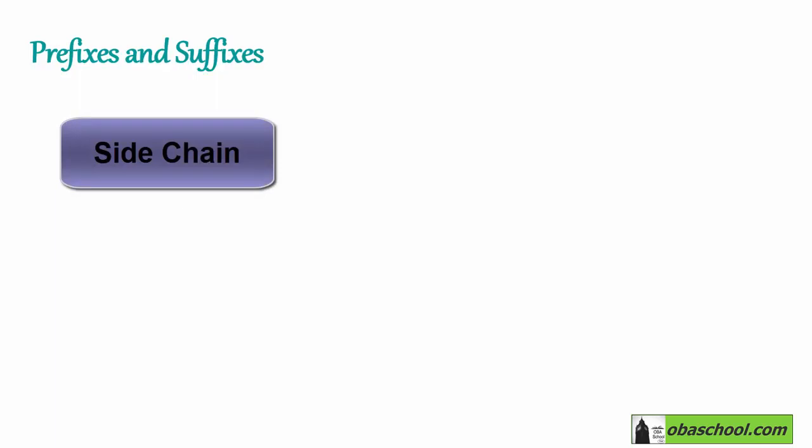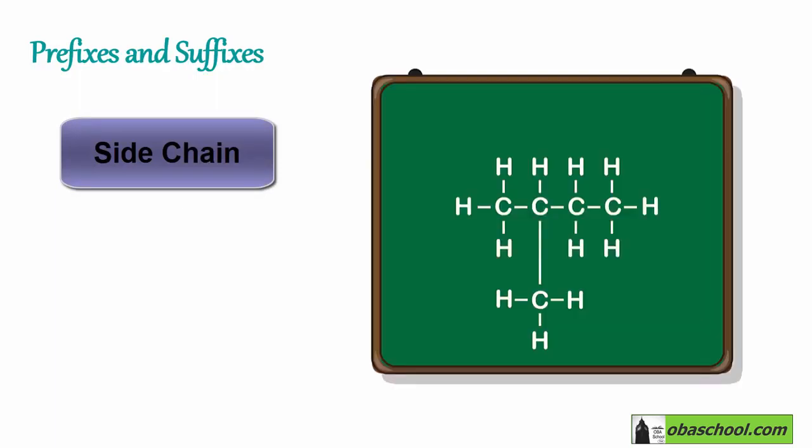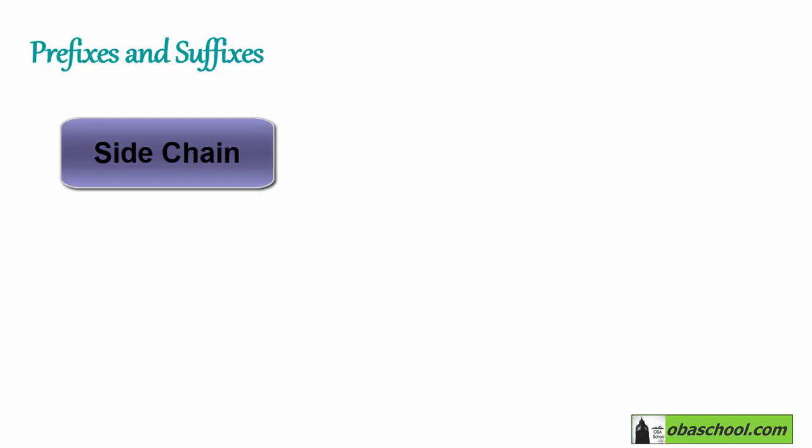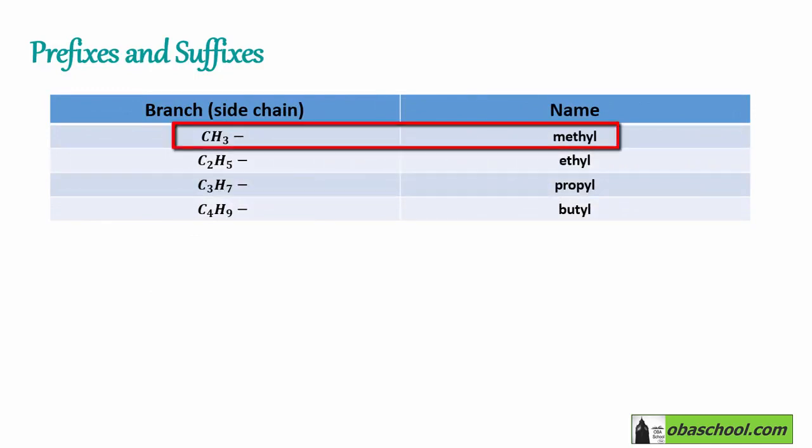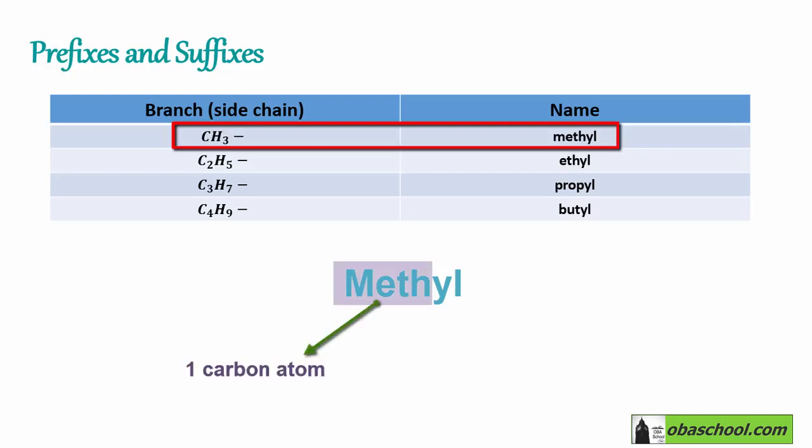In many cases, we will have sided chains, or what is called branches. So we will have a main carbon chain, however, we will have a sided chain which is bonded to this carbon chain. So the names of these sided chains will be based on the number of carbon atoms in this sided chain. So for example, if we have one carbon atom only in this sided chain, its name will be methyl. So meth because we have one carbon atom, and YL because it is a sided chain, so it's not part of the longest continuous linear chain.